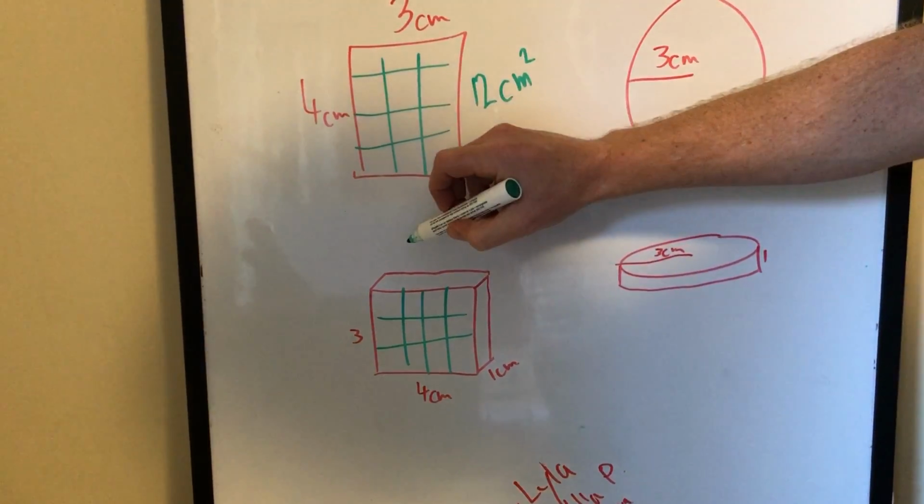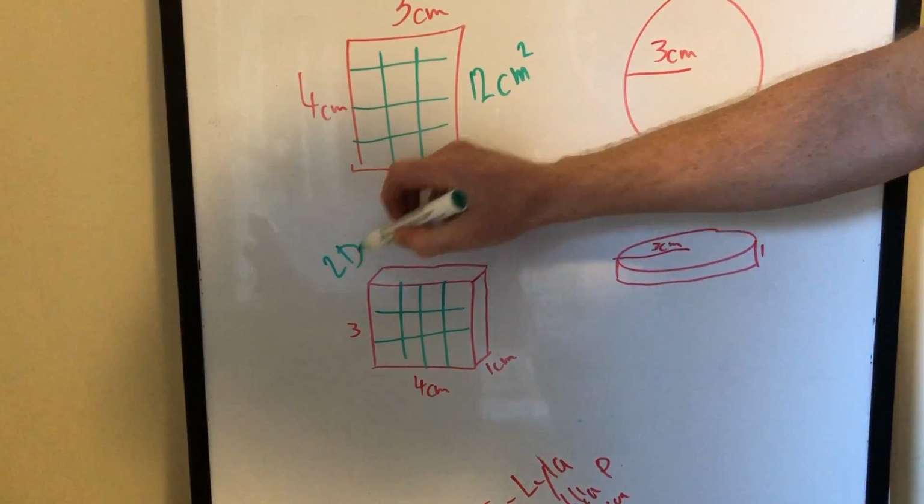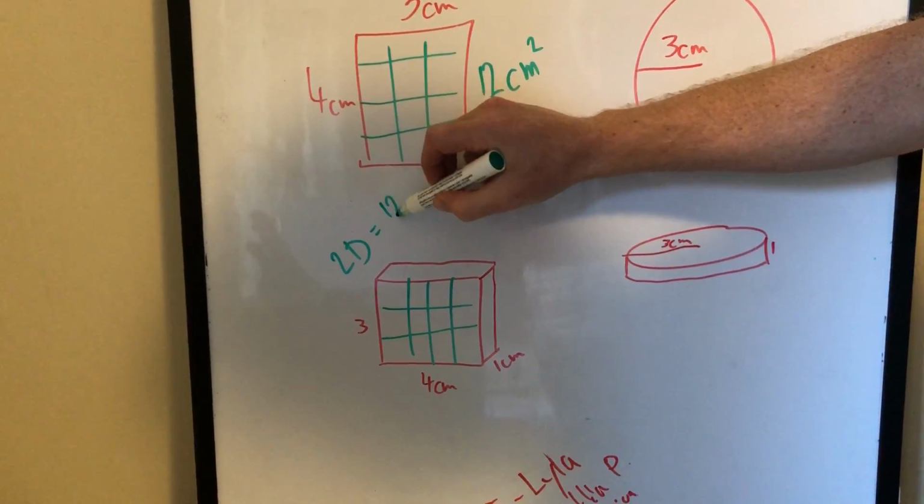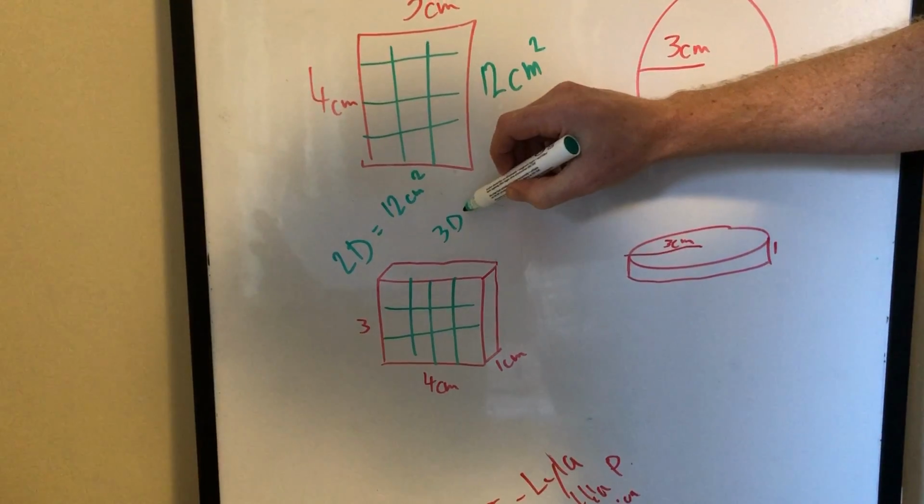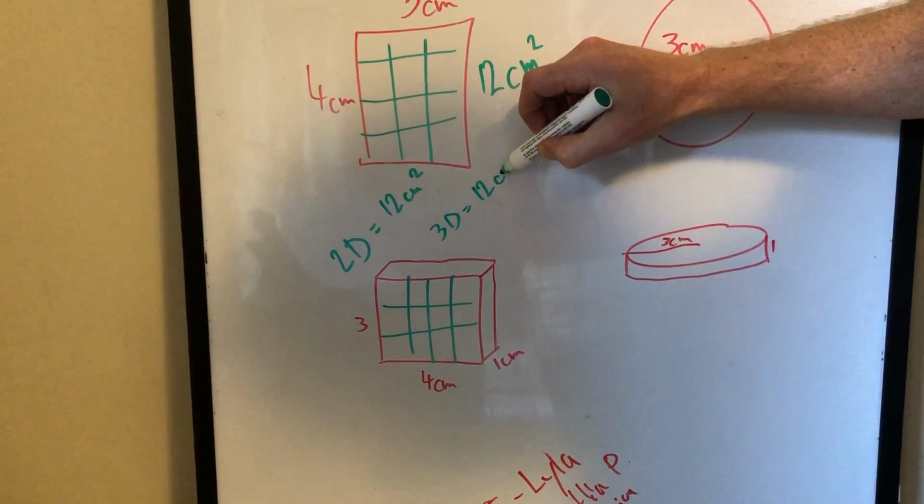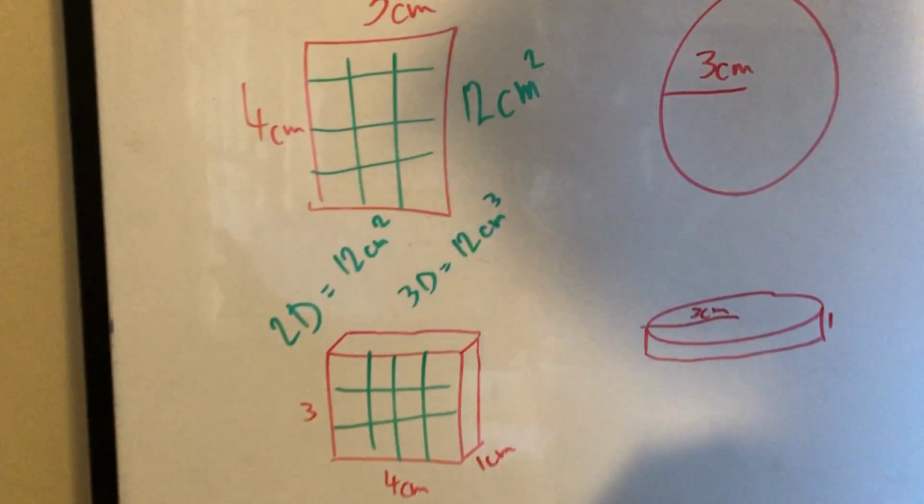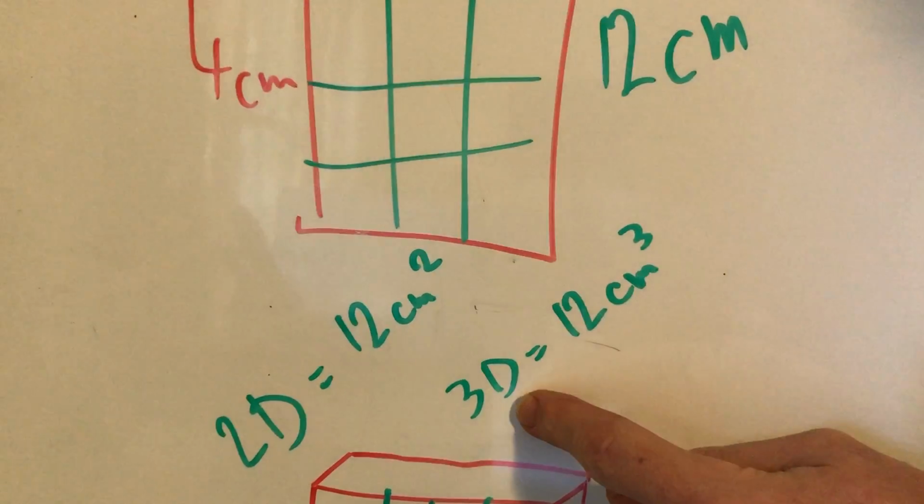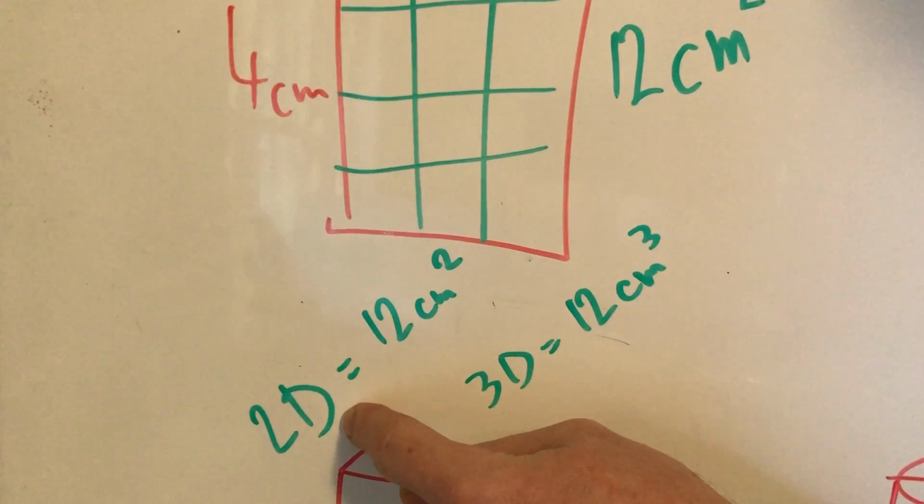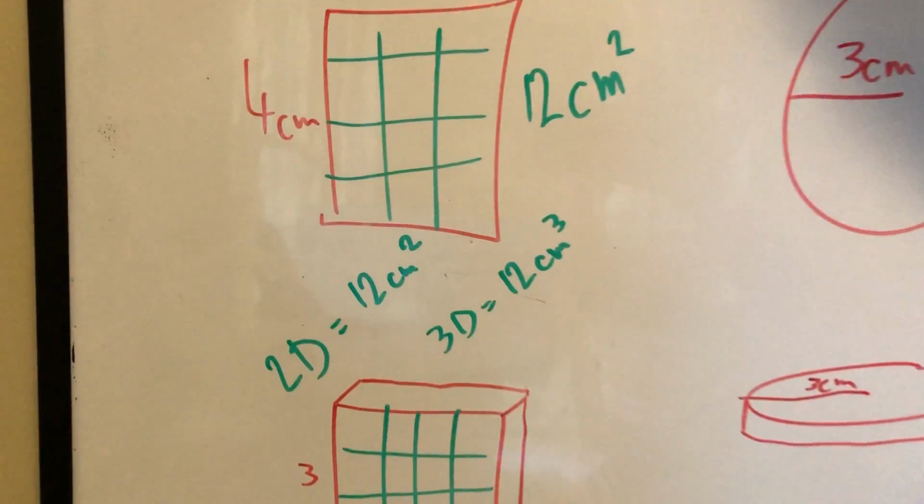But there's a really important difference. The 2D shape is giving us 12 centimeters squared, but the 3D shape is giving us 12 centimeters cubed, and that's incredibly important because that is making a huge difference. This one is talking about volume, this one is talking about area, and that's really important.